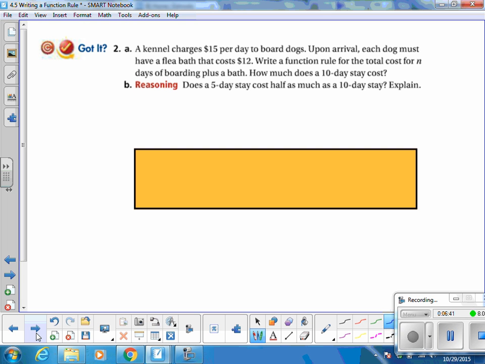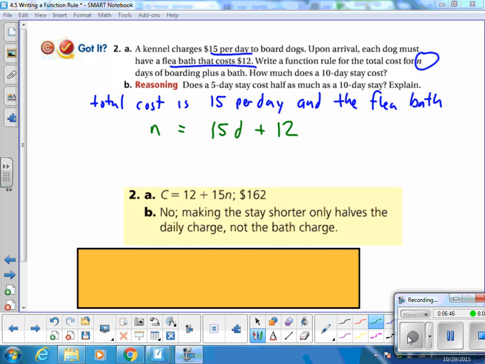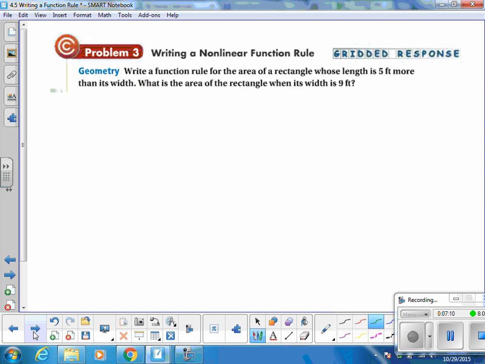Find the temperature. Why don't you try the kennel charge? Press pause and see what you do. Our equation is the total cost is $15 per day and the flea bath. Does the $5 a day cost stay half as much as a 10-day stay? No, it doesn't. A shorter stay only has the daily charge, not the bath charge. So we're going to wash those fleas off no matter how long they stick around. We're going to write a nonlinear function rule.